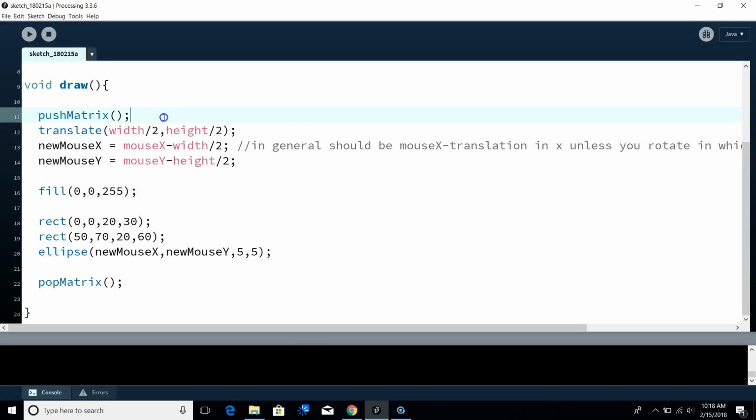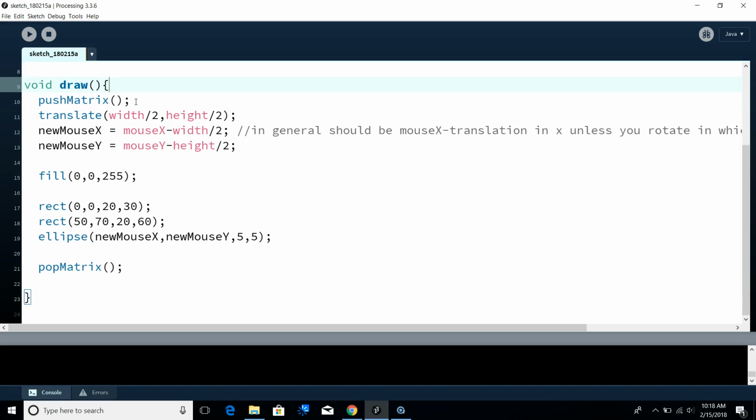Okay, so I have a push matrix. So that's putting a new coordinate system on top of my old one so I can get the old one back if I need it for something. Like if I want to draw something in the background, it would be nice to have the old coordinate system back. Okay, and then I have a translate to width over 2, comma height over 2, and then I have my new mouse X and new mouse Y's.